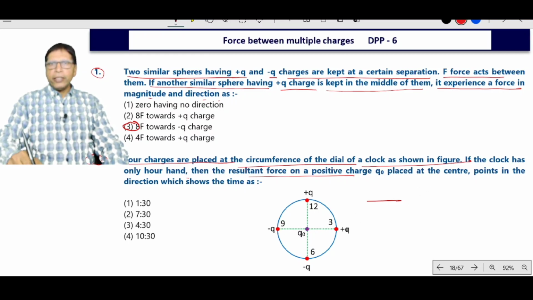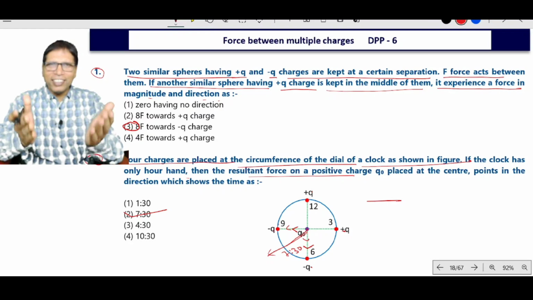Now look at this. This q charge repels q naught along this direction. This minus q attracts q naught along this direction. In the same way, this q repels q naught along this direction, and this minus q attracts q naught along this direction. So the resultant force is directed along this direction. This is the 7 and this is the 9, so this is 7:30. So the resultant force is directed along 7:30.